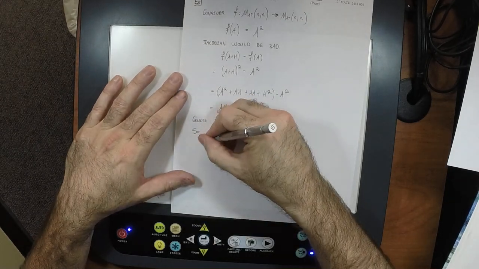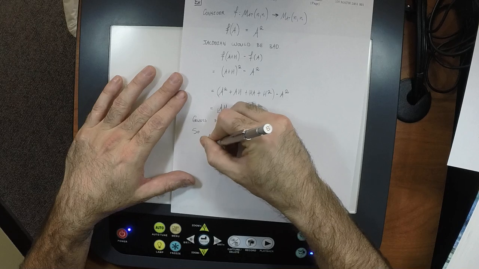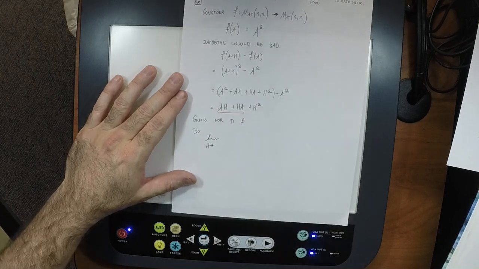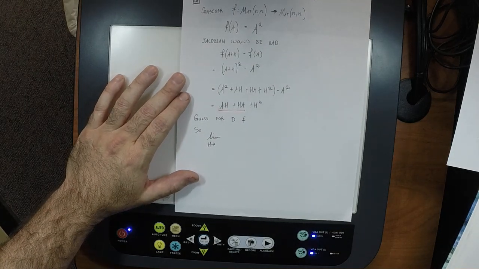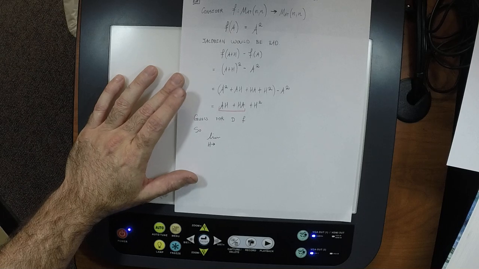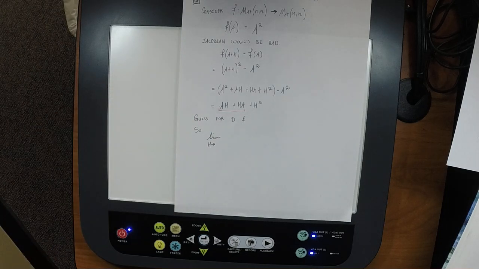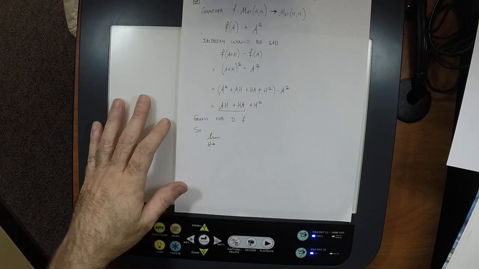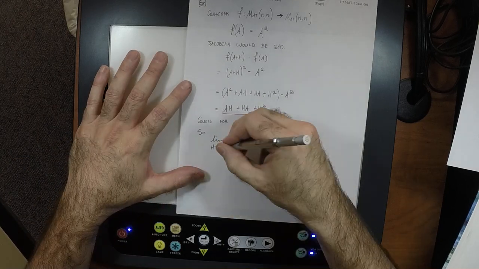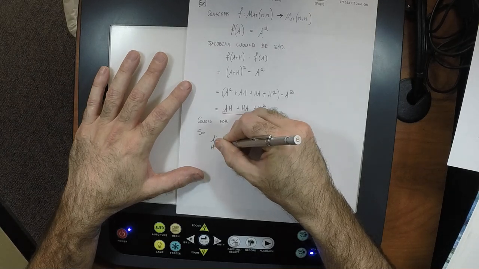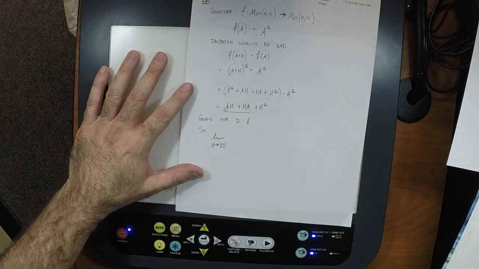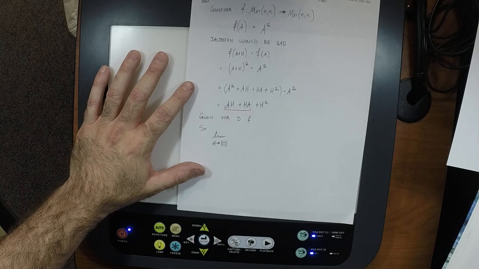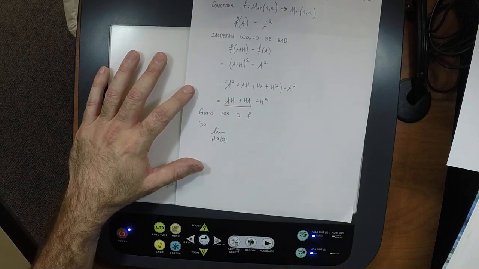So let's compute the limit as h goes to, now h is a matrix, so h is going to have to go to zero something, right? The zero matrix, right? It's not going to zero as a scalar, it's not going to zero as a vector, it's going to zero as a matrix. So how do you write the zero matrix? Yeah, zero with brackets around it. So h is going to the matrix which has zeros in every position.